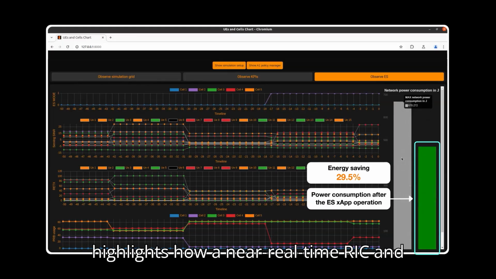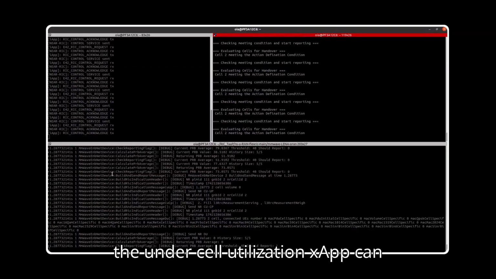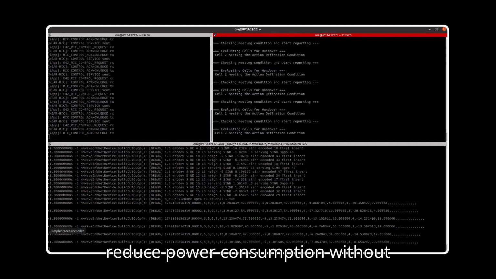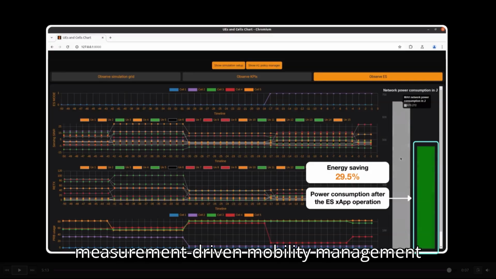This demonstration highlights how a near real-time RIC and the energy saving under cell utilization xApp can reduce power consumption without compromising service quality by combining measurement-driven mobility management with selective cell deactivation.